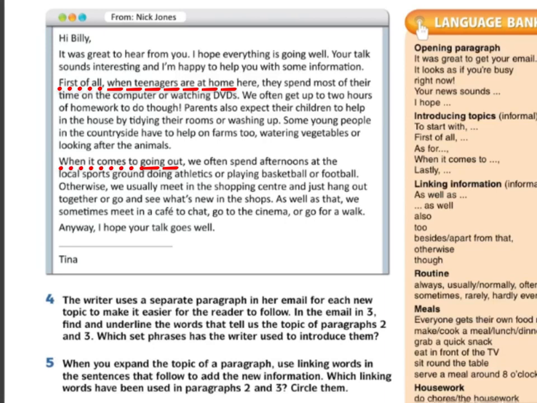When it comes to. Number 5, when you expand the topic of a paragraph, use linking words in the sentences that follow to add the new information. Which linking words have been used in paragraph 2 and 3? So, apabila kita menghuraikan kita punya paragraph, we have to use linking words. Okay, so what are the linking words here? Okay, look at paragraph 1, the word though, also, and to. And the linking words in paragraph 3 is otherwise, as well as that.